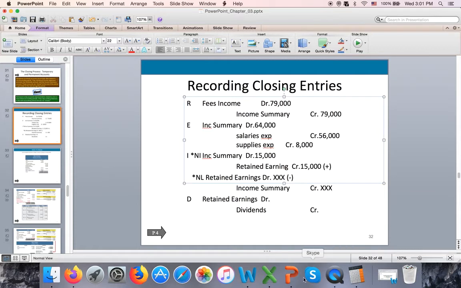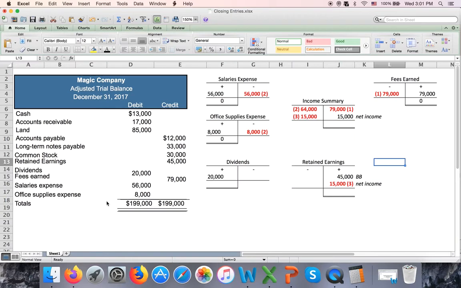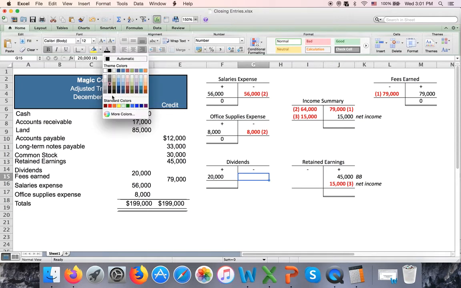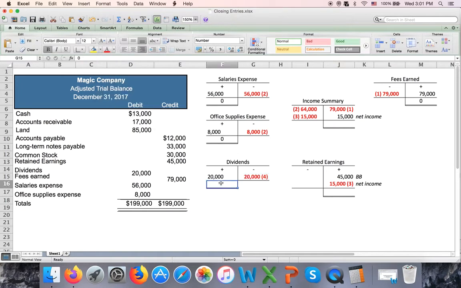Okay, the last step is dividends. My dividends is $20,000 debit. How do I make it into zero? I credit by the same amount, I offset and my balance becomes zero. This is my last transaction. If I credit dividends, what do I debit? We debit retained earnings, which makes total sense.